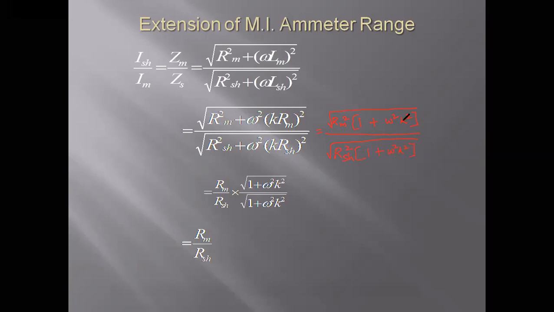Now 1 plus omega squared K squared I have into Rm squared. I can take the root of Rm squared, which is Rm, by the root of RSH squared, which is RSH. In the numerator I am left with the root of 1 plus omega squared K squared, divided by the root of 1 plus omega squared K squared. Because they are the same, they get cancelled out, and hence I am left with Rm by RSH.